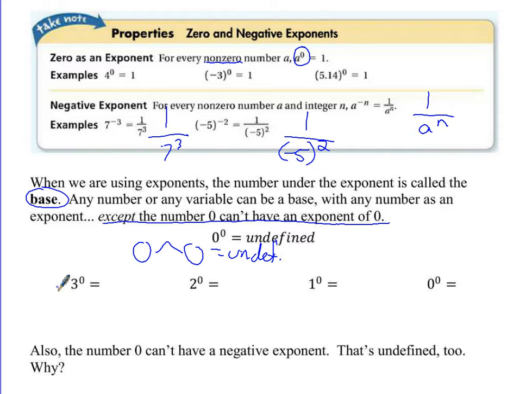All right, what is 3 to the 0 power? Yeah, it's 1. What about 2 to the 0 power? It's 1. What about 1 to the 0 power? Is 1. What about 0 to the 0 power? Undefined.